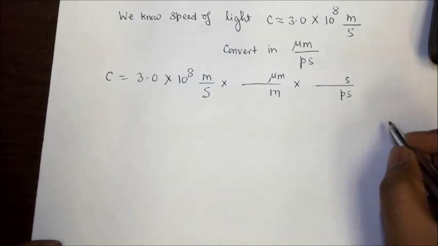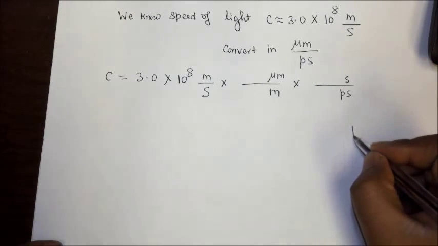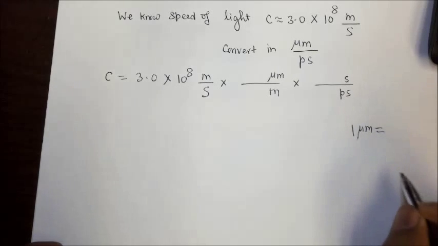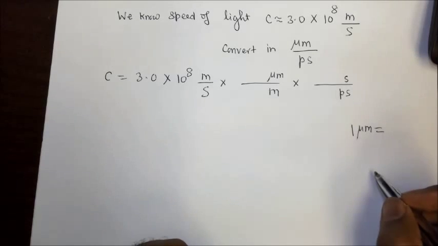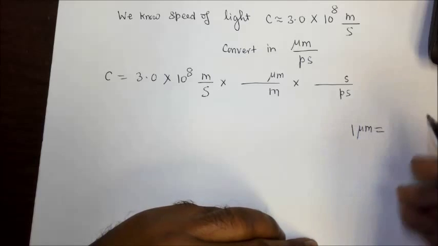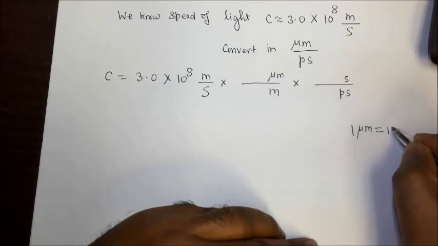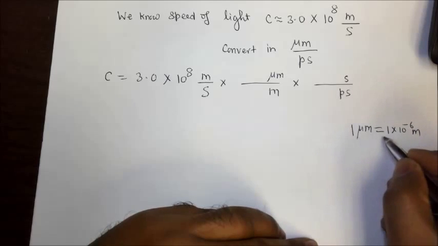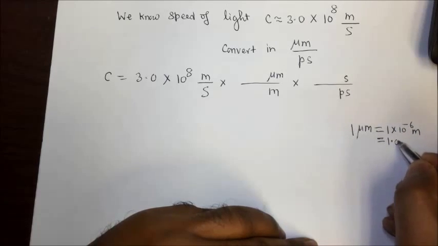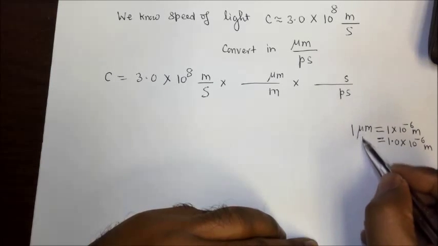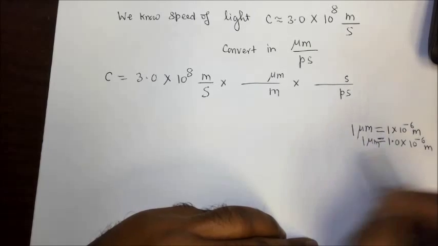Let's see again. 1 micrometer equals, you remember in prefix age we learnt micro means 10 to the power minus 6. So you can write 1 times 10 to the power minus 6 meter, or the same thing, a more precise way, 1.0 times 10 to the power minus 6 meter. 1 micrometer.